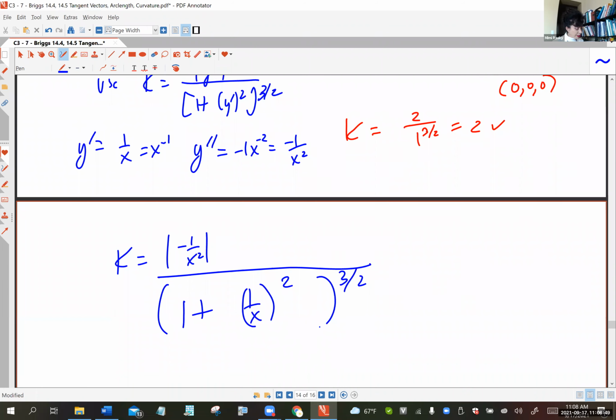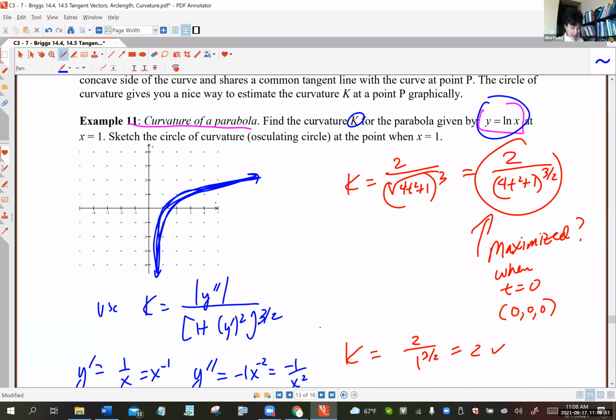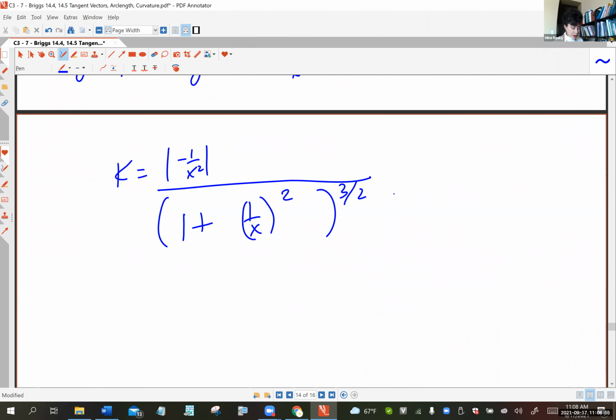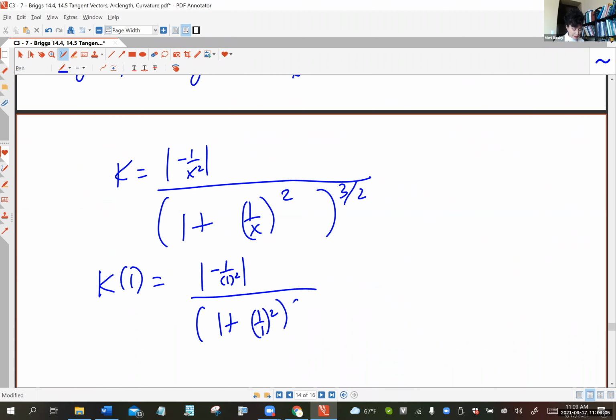So they want us to find some information at the point when x is 1. So let's evaluate the curvature k, which is a function of x, when x is equal to 1. Well, we're just going to substitute x equals 1 into this big messy formula. Absolute value of negative 1 is 1. 1 plus 1 is 2. So I get the curvature is this weird number when x is equal to 1.